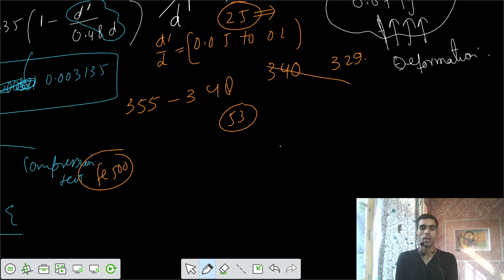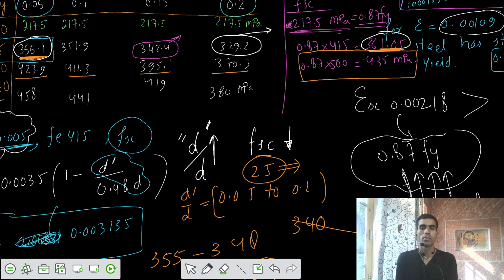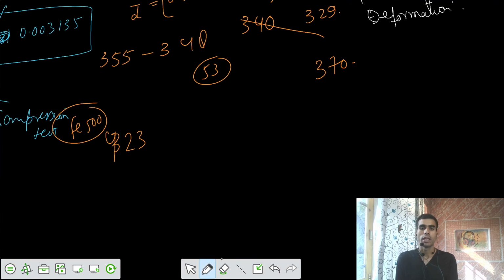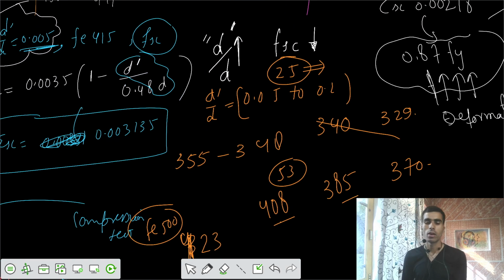So starting from some value of 423, it goes to a minimum value of 370. And intermediate values would be somewhere, assuming linear variation, with a difference of about 50. So this would be some value of 408, and this would be some value of 385. So around that you can guess. You can have a guess value also for that, but if you are using the code directly, you can have that perspective also.